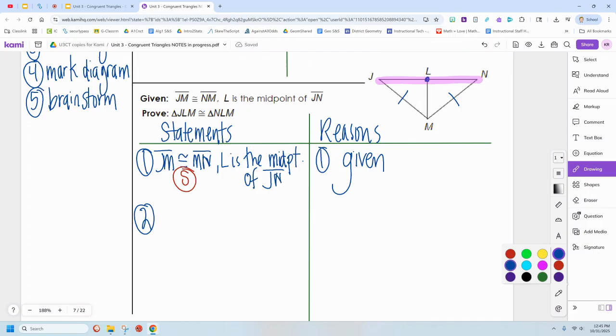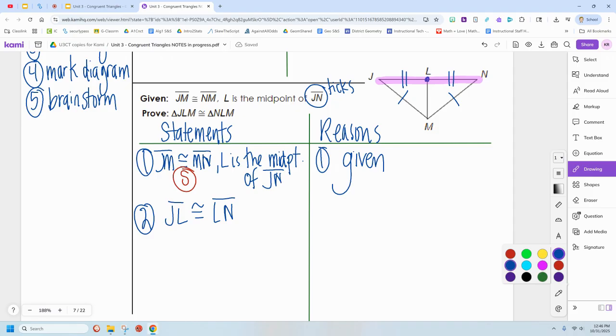So because this is the midpoint, this guy is cut in half. So I'm going to use tick marks, right? I'm going to keep reminding you about which things are tick marks and which things are angles with arcs. So we can write the statement JL is congruent to LN.